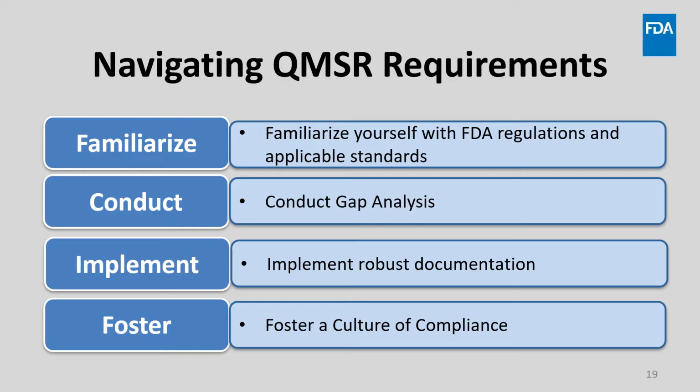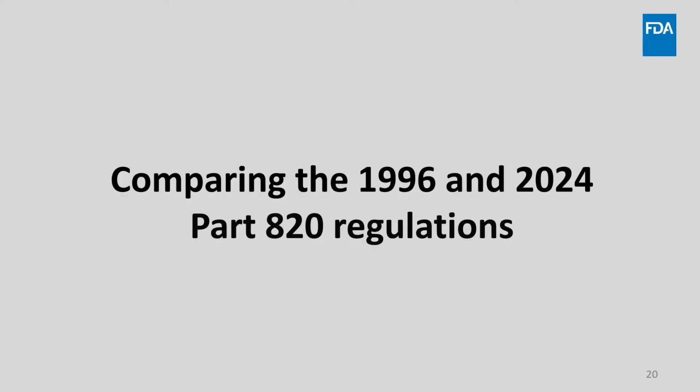By employing these general steps, your organization will have a path to begin effectively implementing the QMSR requirements, ensuring both compliance and the manufacture of safe and effective devices. Now let's briefly compare the requirements of the 1996 and the 2024 21 CFR Part 820 regulations.